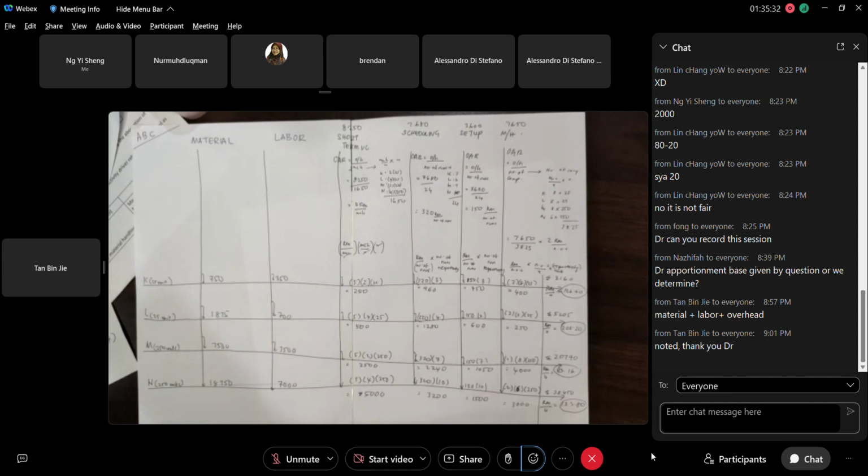Boleh lah kembang sikit je. Dia ada kembang sikit. Dia kamera, kamera saya dah mula ada problem. Kalau tak dia very clear.